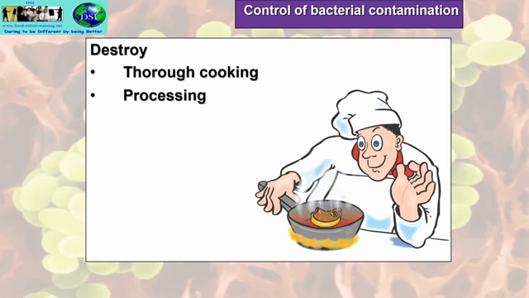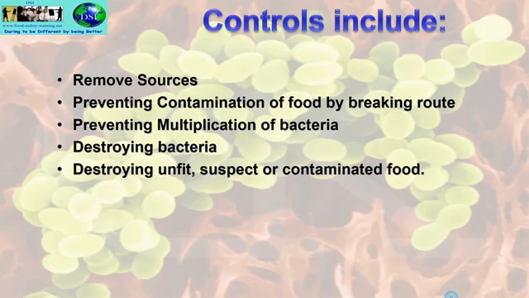Processing, thoroughly processing the food, disinfection, preservation. Controls include removing the sources, preventing contamination of food by breaking the route, preventing multiplication of bacteria, destroying bacteria, and destroying unfit, suspect or contaminated food.